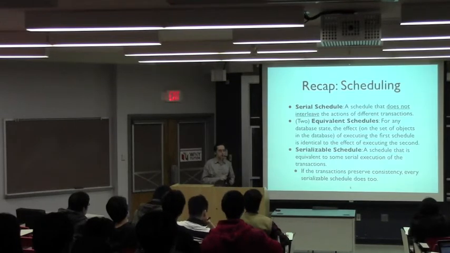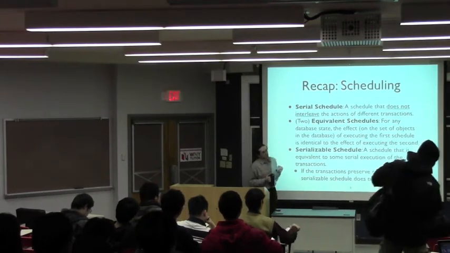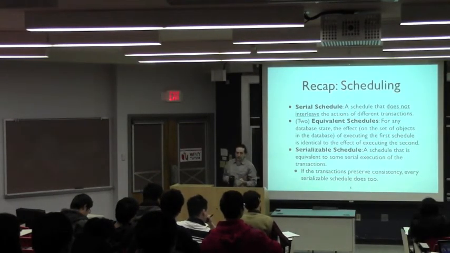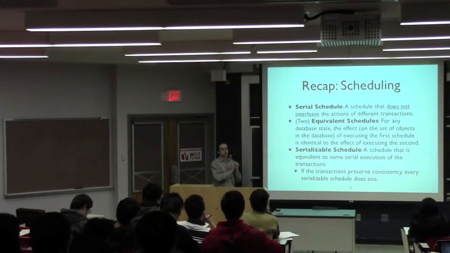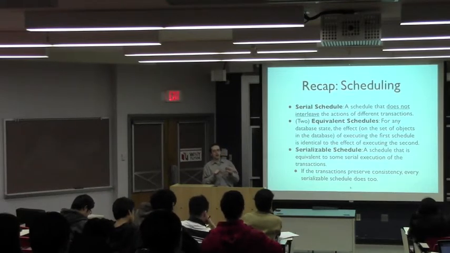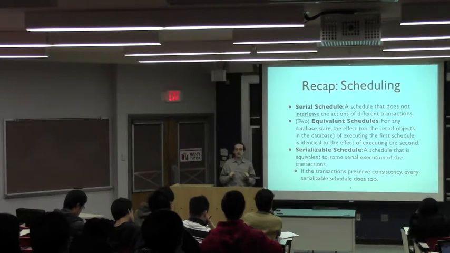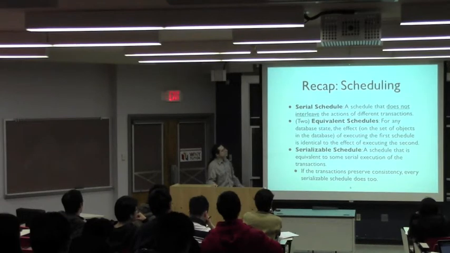One particular way of representing a correct schedule is by referring to a serial schedule. A serial schedule is a schedule where there is no interleaving whatsoever. You execute all of one transaction, then you execute all of another transaction. There are no constraints on how the transactions are processed with respect to one another. So you can execute transactions 1, 3, 2, or 2, 3, 1, pretty much any order, as long as the transactions are executed in their entirety.